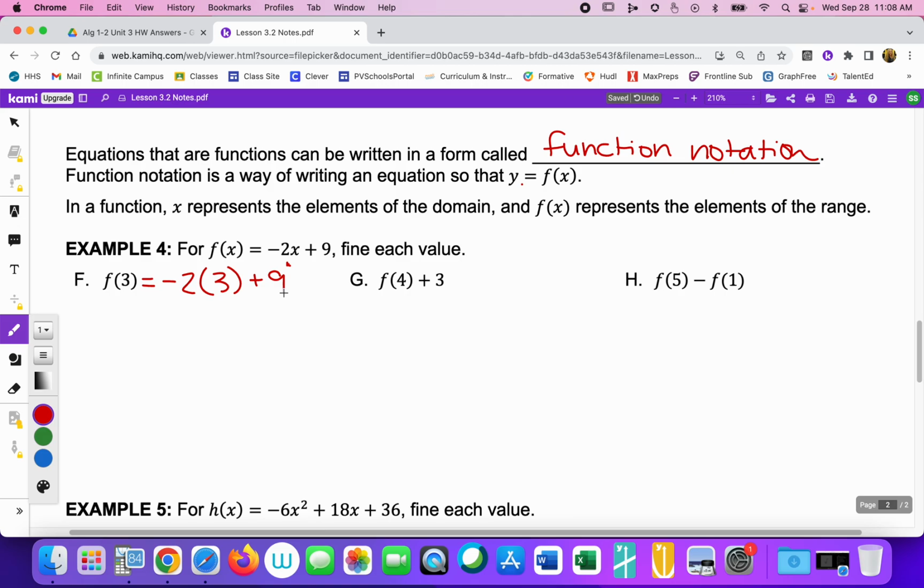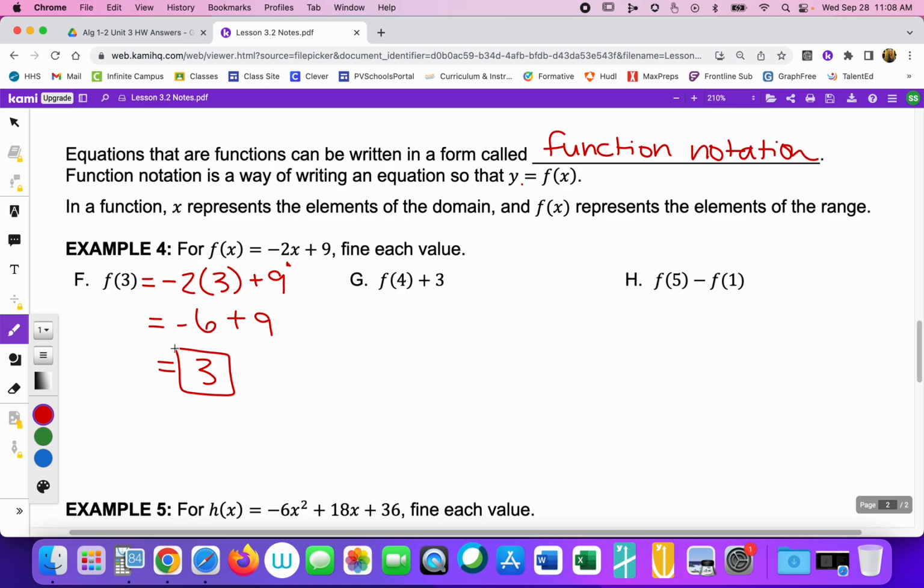Now you don't have to do anything on this side at all. That's just telling you what number to plug in. We simplify this down to one number, that would be the output. So order of operations, what's negative 2 times positive 3? Negative 6. And negative 6 plus 9? 3. So f of 3 is 3. Now this would be the same thing if we were to make a t-chart and you have an x column and a y column. The y column would just be the f of x column. You plug in, you get an output.